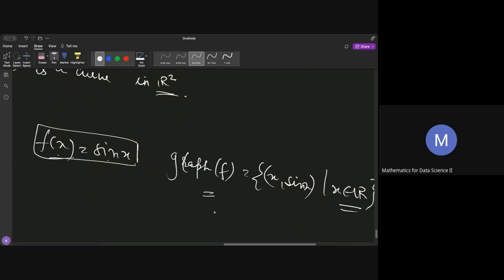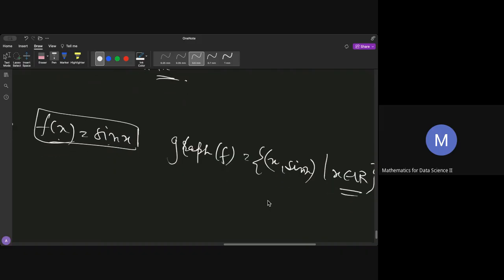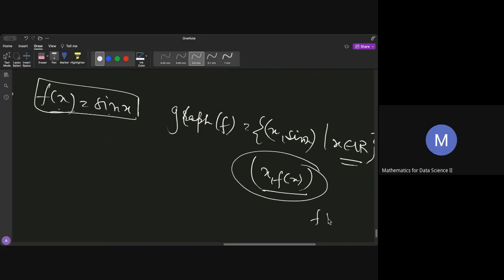You've studied this, right? Even if you haven't, this is the graph of a function. If you have a single valued function of one variable, then the graph of that function is x comma f(x) type of tuples, right? This is how you represent the graph of a function from R to R. I'm only talking about a function from R to R.